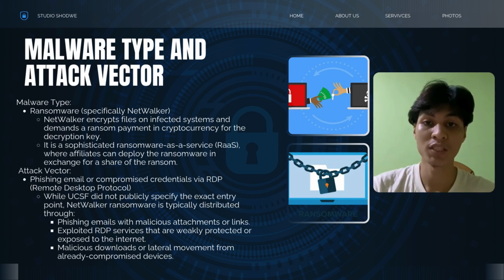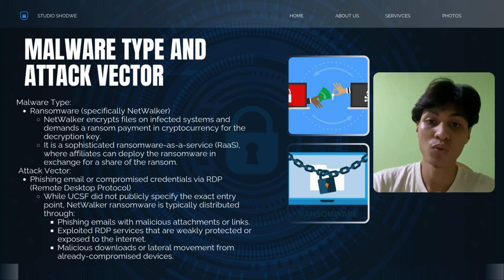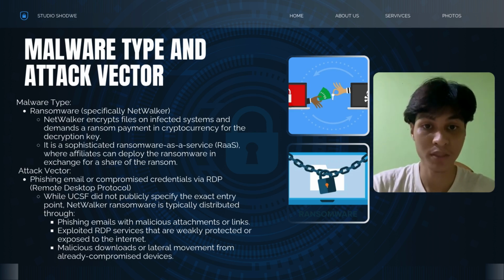So the vulnerabilities part: the vulnerabilities that allowed NetWalker ransomware to penetrate UCSF's defenses were likely a combination of several common attack vectors. Ransomware is often distributed through phishing emails containing malicious attachments or links, and it's likely that a staff member unknowingly triggered the infection by opening such an email. Another likely point of entry was through exposed or poorly secured remote desktop protocol, or RDP, services, which NetWalker operators are known to exploit.